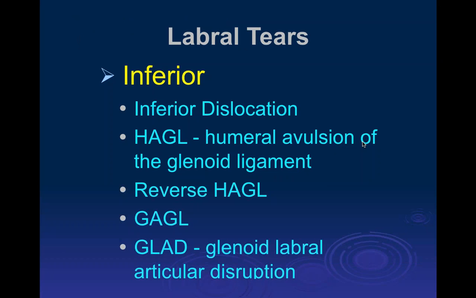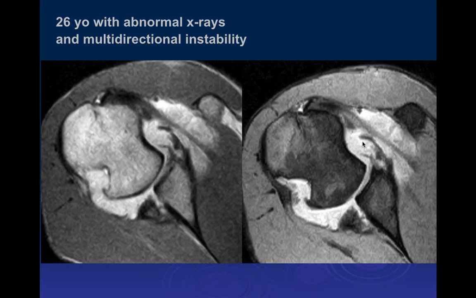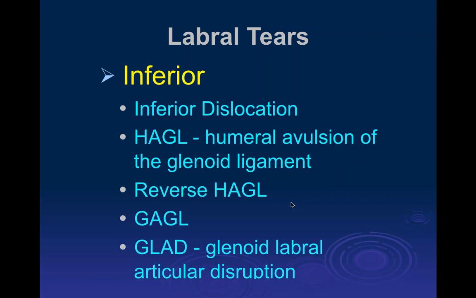So that one has Hill-Sachs and reverse Hill-Sachs, this one? I think this is a normal contour here. Oh, okay. Okay, well, let's go on to inferior labral tears.